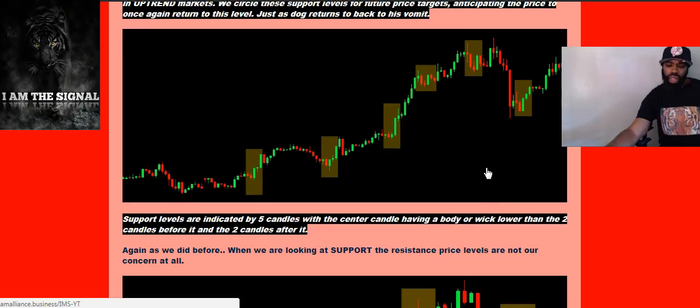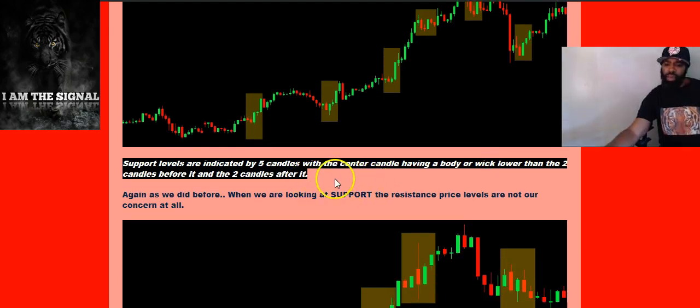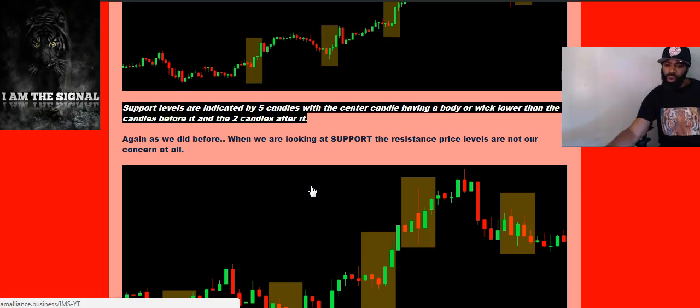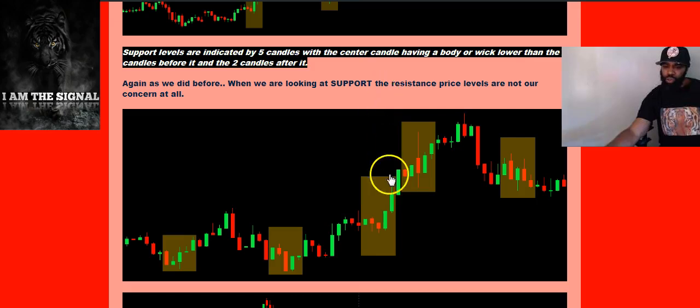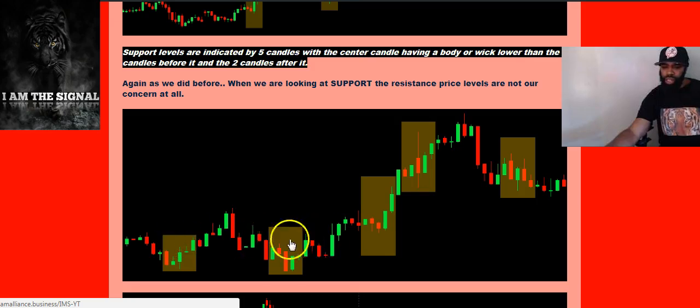So, now, these support levels, as I said, are indicated by 5 candles, with the center candle having a body or wick lower than the 2 candles before it and the 2 candles after it. All right. So again, as we did before, the top of the candles we don't care about. We're looking for support, so we're just looking at the bottom. Whatever's going on at the top as resistance, we don't care about. We're looking for support of the move up.